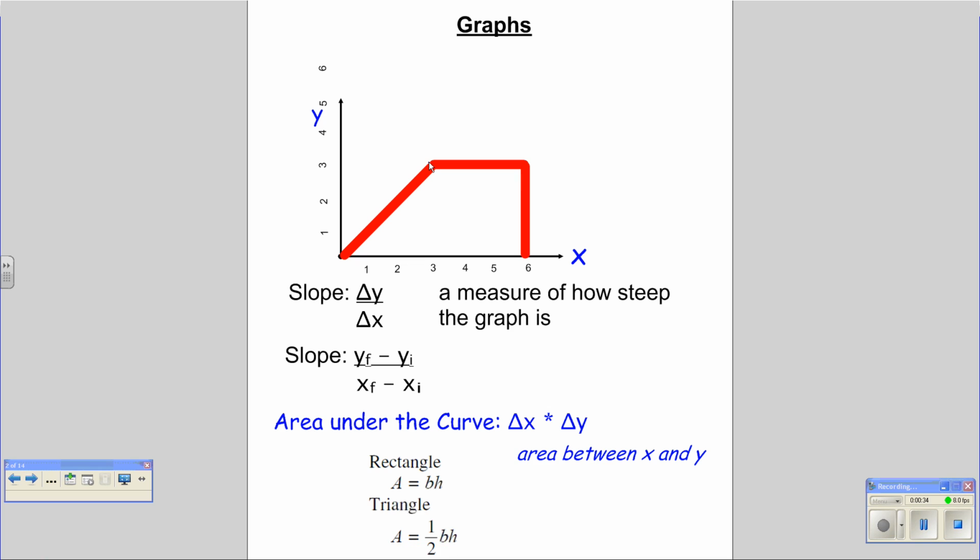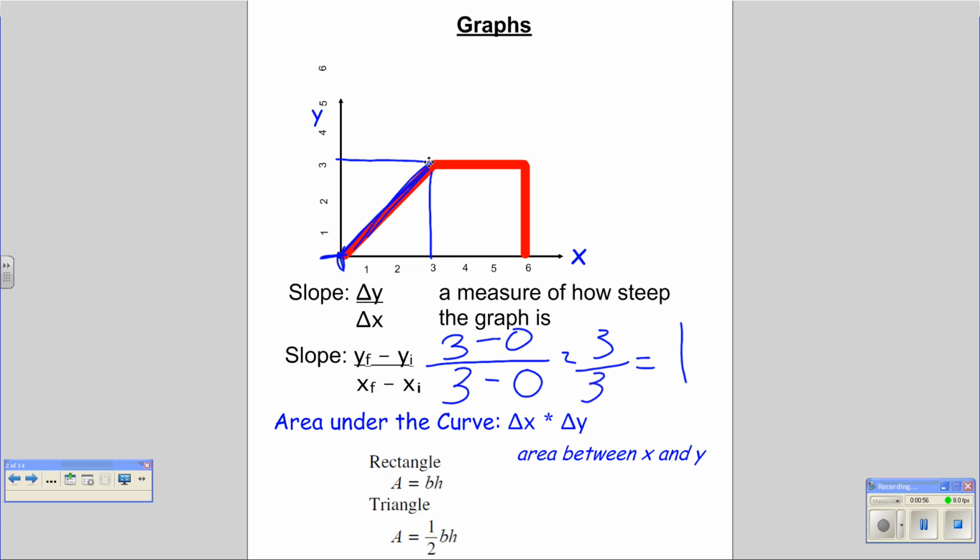In this case, our final y is at 3. Our initial y is at 0. And if I'm looking for the slope of this part, then my final x is 3, and my initial x was 0. So it's 3 over 3. So I have a slope of 1.